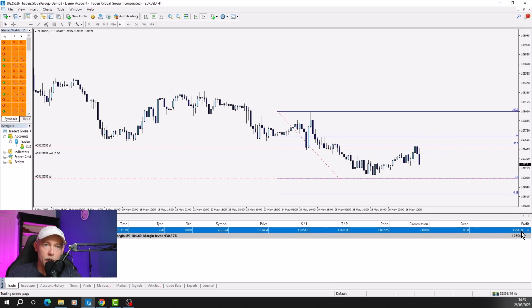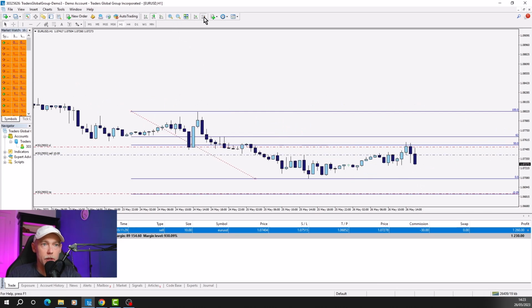So we're up about $12.50 in this one at the moment. I'm going to let this run. I'm going to try and see if I can let it run to the full target here, but we may not get that today, but we'll see. That would be the ideal situation. My stop loss is currently about 11 pips, targeting 55 pips.